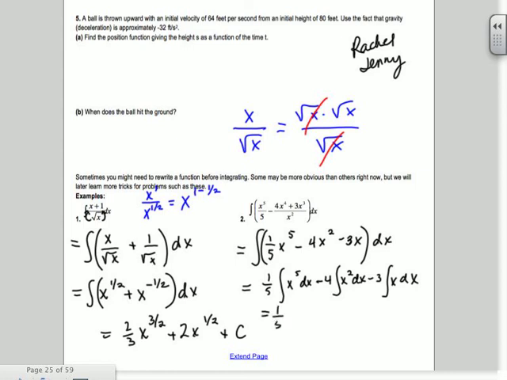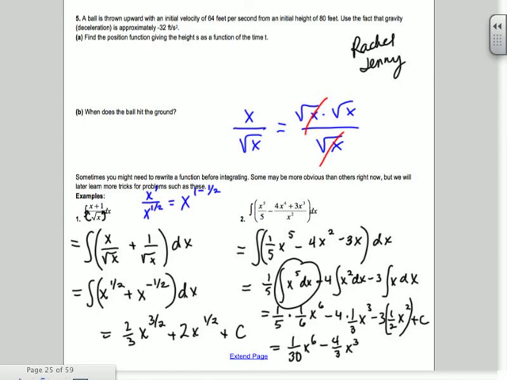Sorry, I know you've just learned them, but okay, so what I'm doing is 1/5, and if I was just integrating x to the 5th, it would be 1/6 x to the 6th. Then minus 4, if I was just integrating the x squared, it'd be 1/3 x to the 3rd. Minus 3, so 1/2 x squared, plus c. So I get 1/30 x to the 6th minus 4/3 x to the 3rd minus 3/2 x squared plus c. Make sense? Okay.